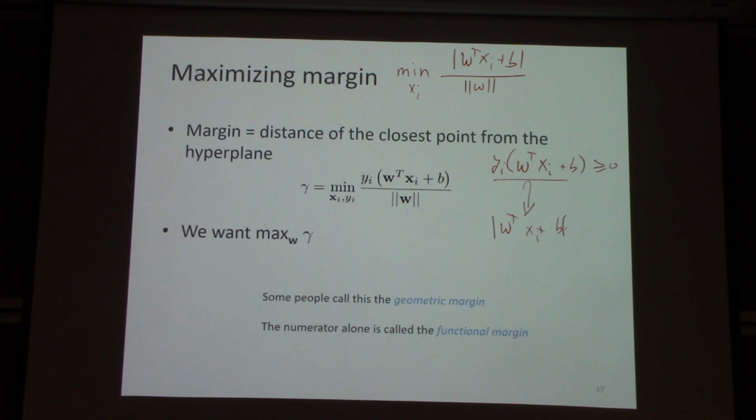If W transpose X plus B is positive, then Yi times W transpose X plus B is positive too. If W transpose X plus B is negative, to take the absolute value you need to multiply by minus 1. Do you have a minus 1 lying around? Yeah, it was negative, so Yi was minus 1. So what we care about, the margin, is exactly the same as this thing here.